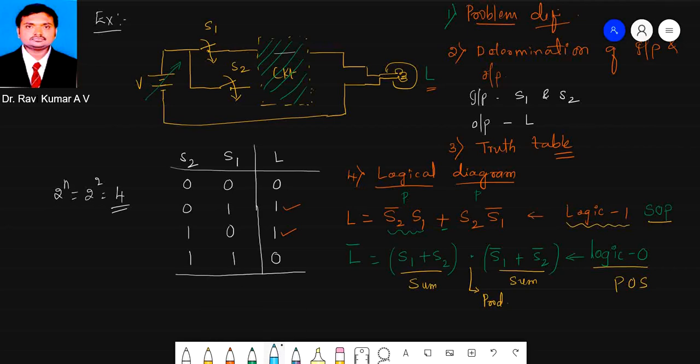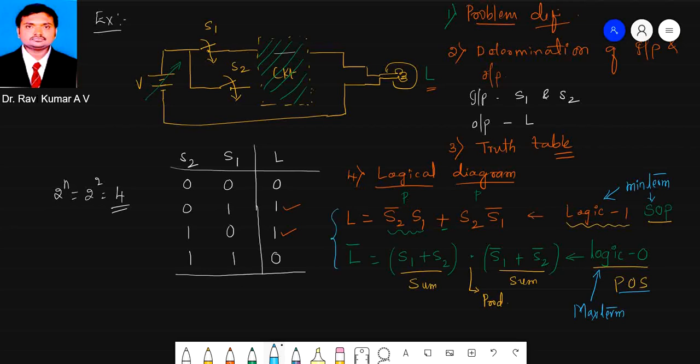One more important concept here is, if you consider it as logical 1, all these variables we call min terms. It means that in the SOP expression we consider min terms. When considering logical 0, all the variables we call max terms. So POS consists of max terms, SOP consists of min terms. Min term represents logical 1, max term represents logical 0. So this is the form of a logical expression.